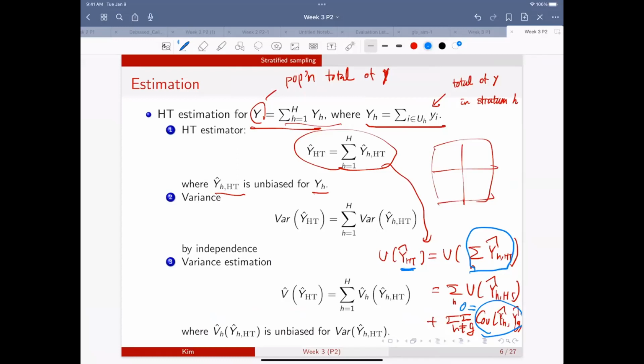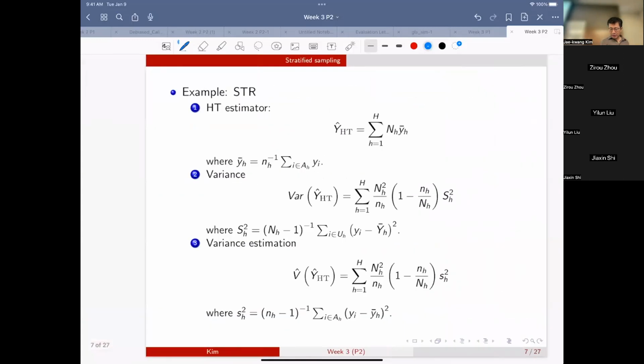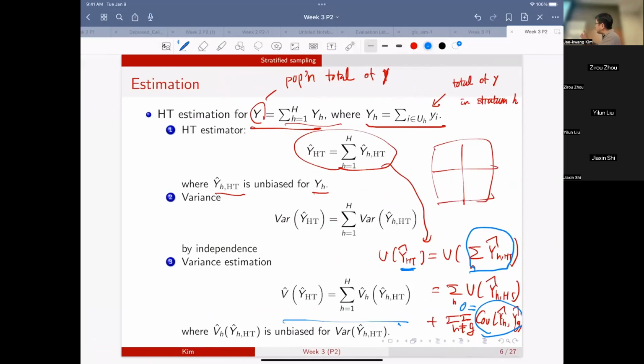Of course, once you accept this relationship, you can obtain the variance estimator. As long as we can get an unbiased variance estimator for each stratum, you can use the sum as the total variance estimator. Okay, so that's for the general case.